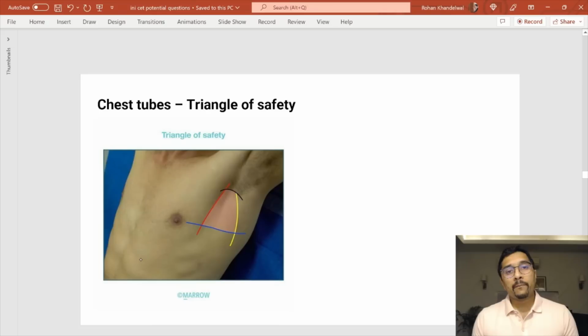It is bounded by the axilla superiorly. Inferiorly, you have the 5th intercostal space. Anteriorly, you have the anterior axillary fold, and posteriorly, you have the mid-axillary fold. These are the boundaries of the triangle of safety which you should know for the exam.